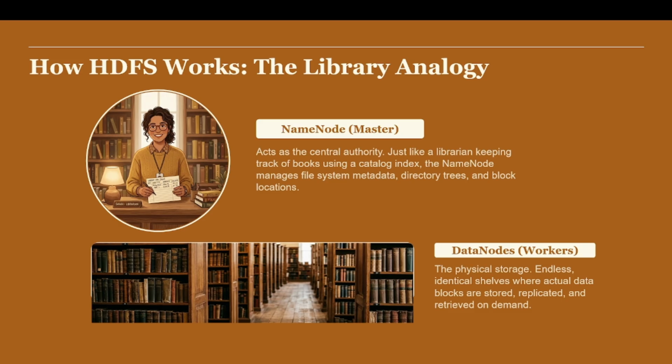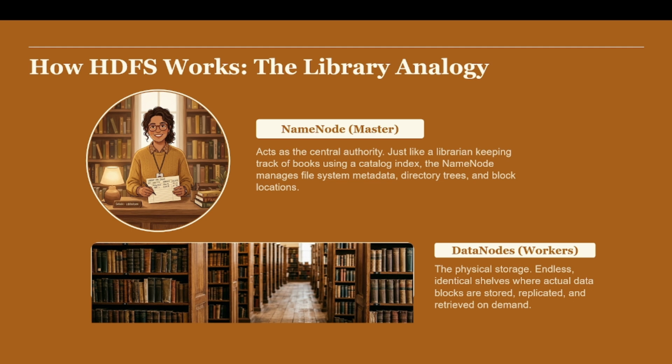So think of a massive library. The name node is the librarian. The librarian doesn't actually hold the books. They just hold the master index card that tells you exactly which aisle, shelf, or row a specific book is on. And this is called metadata. The data nodes are the actual bookshelves. They are the cheap, regular computers that do the heavy lifting of physically storing data.